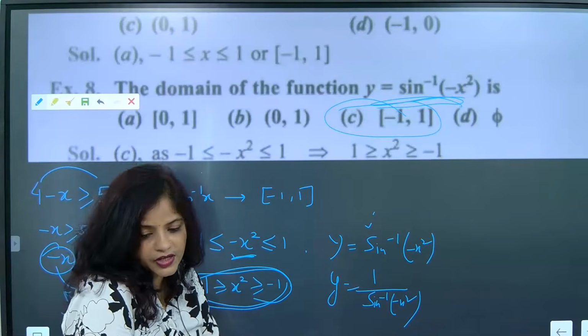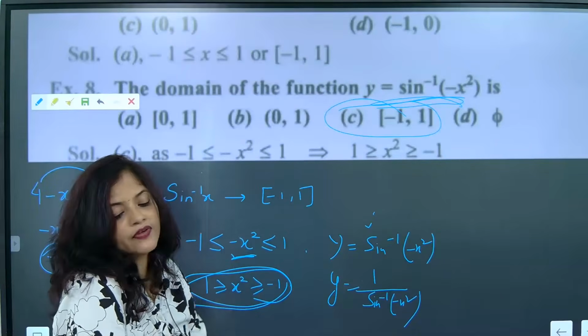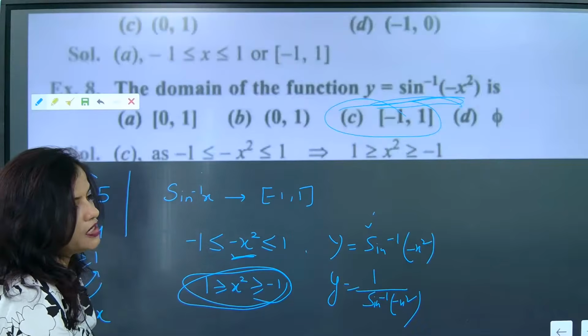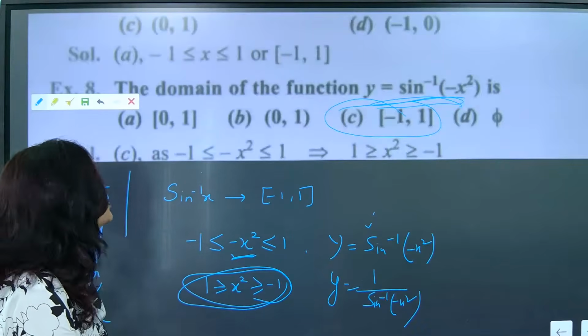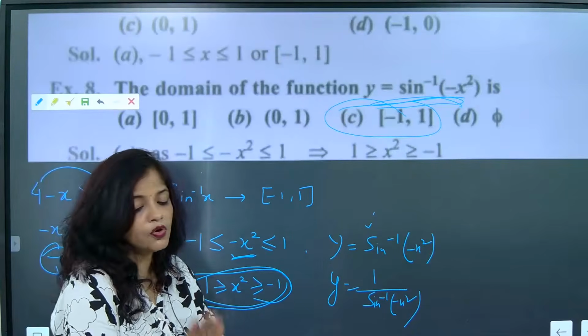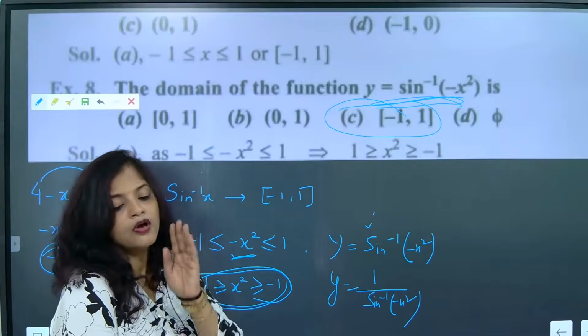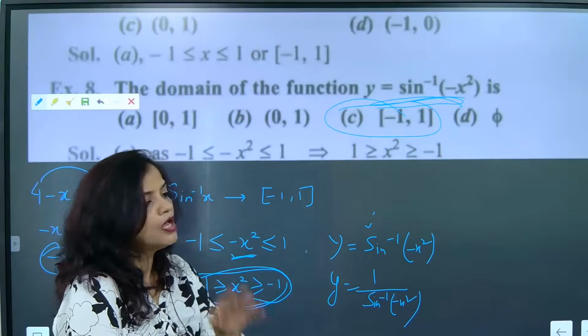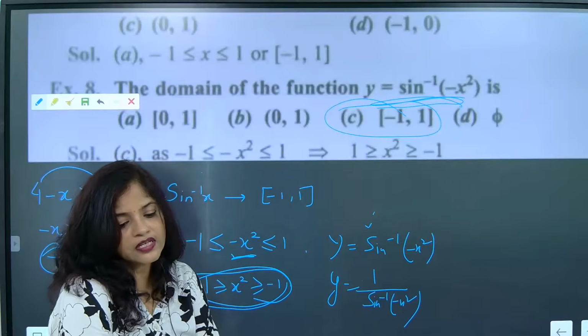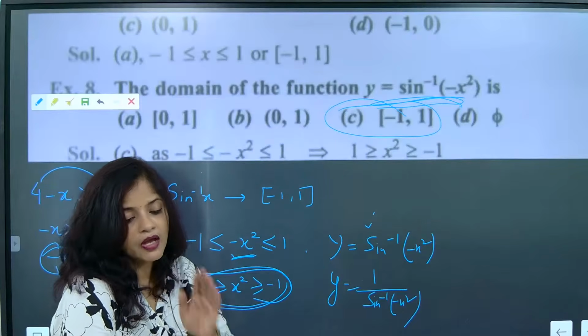The moment zero value you put in, it will come to infinity. Understood? The entire story will change there. So all the zero multiples you have to remove from the domain. Understood? So wherever zero is coming, that general part you have to remove.